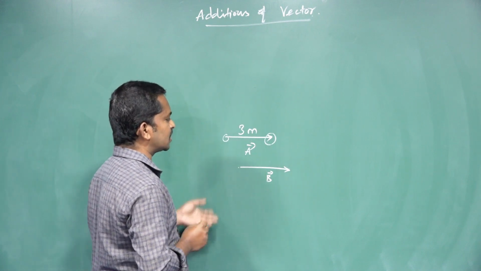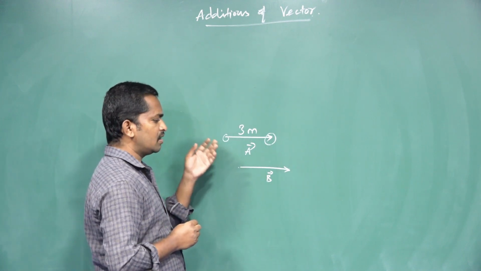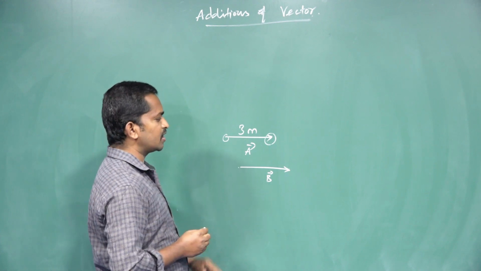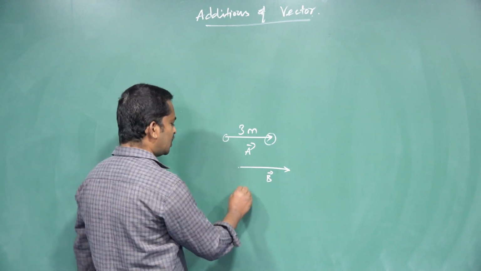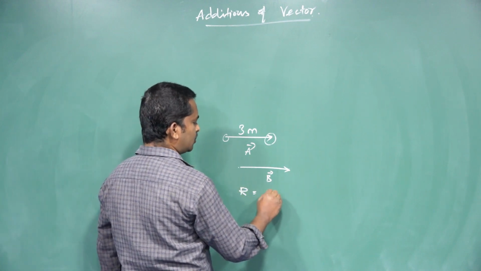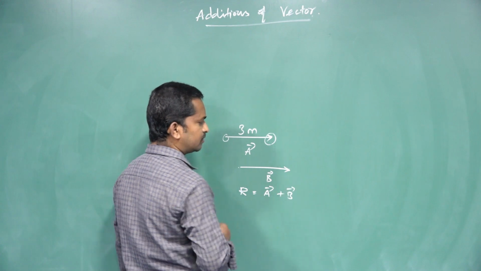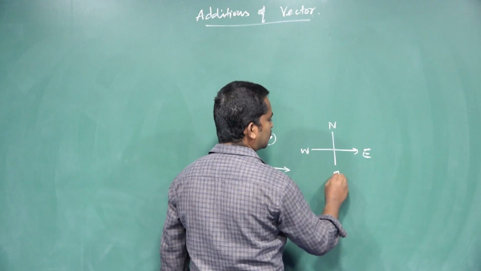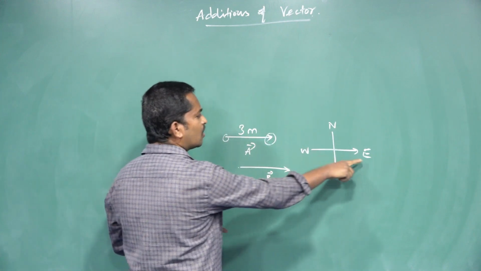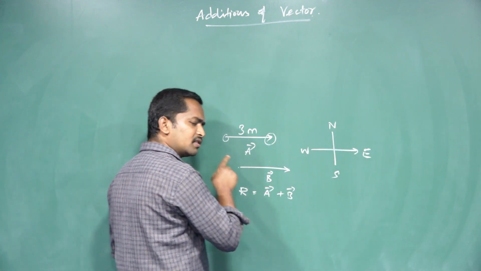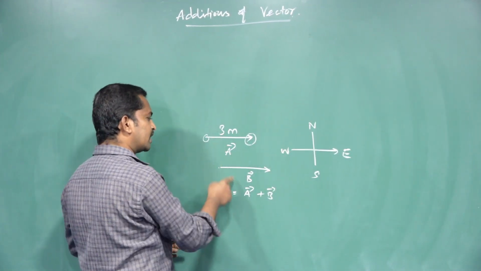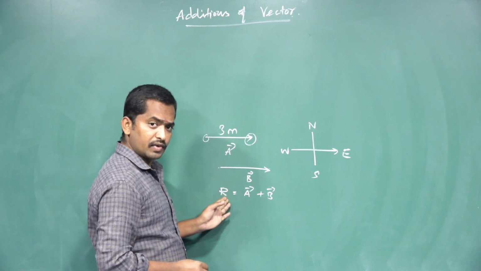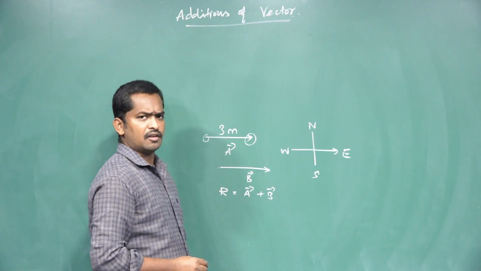The two vectors are in the same direction. They must indicate magnitude and direction. If two vectors are in the same direction, the addition of vectors is simple. The resultant vector is equal to A vector plus B vector. For example, east, west, north, south. A vector is along the east direction, B vector is also along the east direction. So both vectors are along the same direction, so the resultant vector is equal to A vector plus B vector.